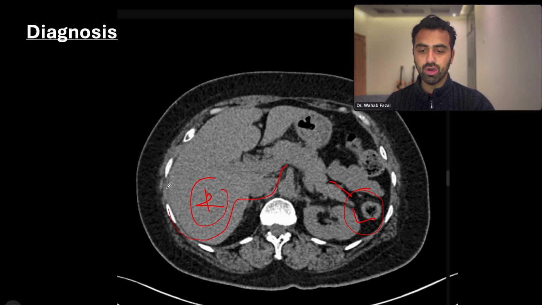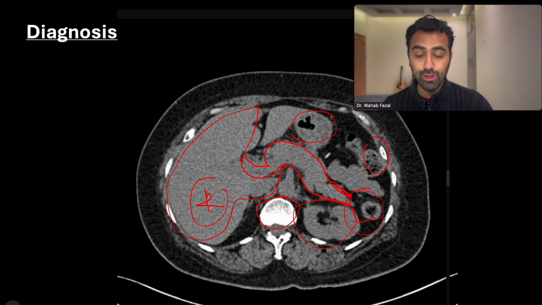This giant organ right here is the liver, and this right here is the bowel. This again is the bowel. This is the kidney. These are the vertebrae, and this snake-like thingy right here is the pancreas. This is how a normal pancreas should look. And as I told you, this black thingy is fat. This right here is fat, and I'm sure there's a lot of fat hiding around here as well, but it is black. Soft tissue right here is gray.